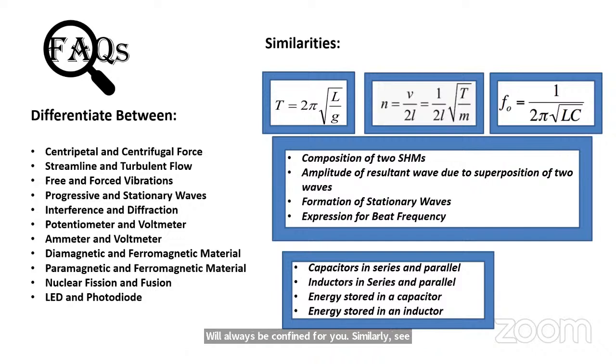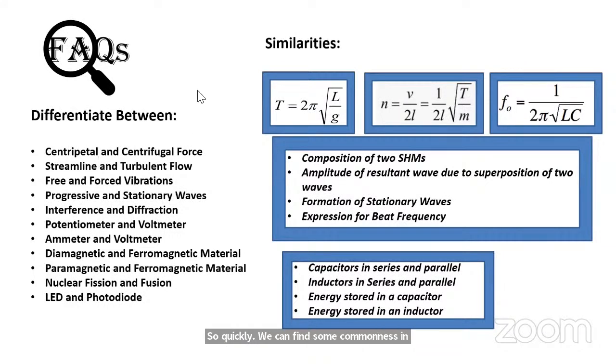Similarly, see the last box: capacitors in series and parallel, inductors in series and parallel, energy stored in a capacitor or energy stored in an electric field, energy stored in an inductor or energy stored in a magnetic field. Okay, so do you find some similarity? Can anybody tell me what is the formula for energy stored in a capacitor and that for energy stored in an inductor? So quickly we can find some commonness in that.